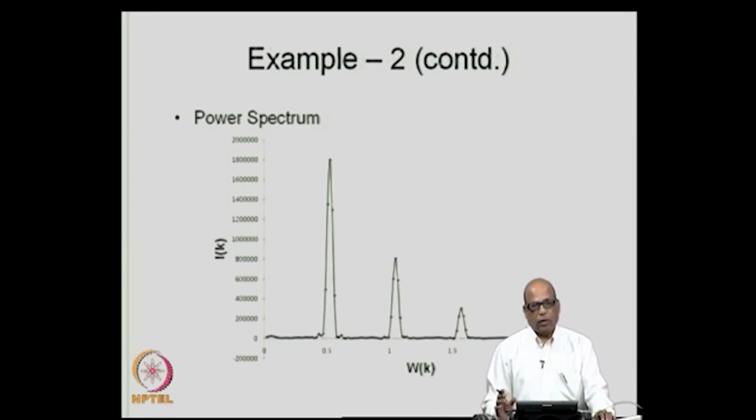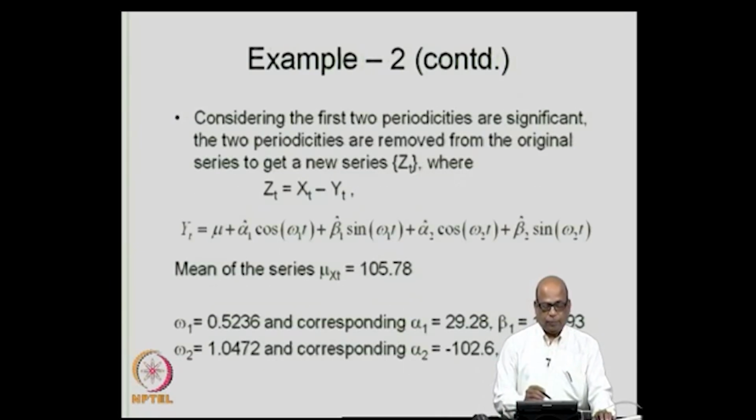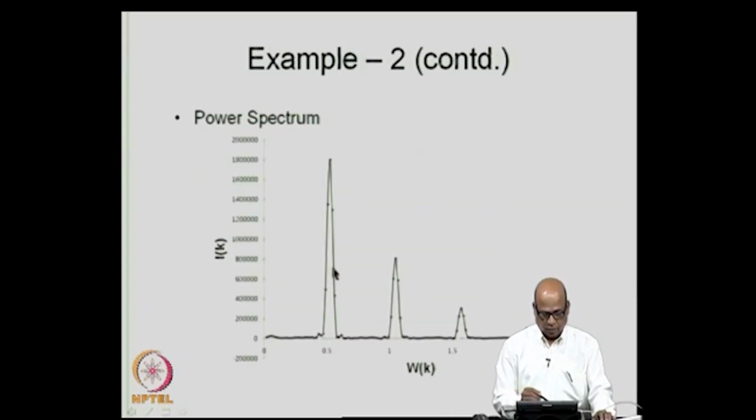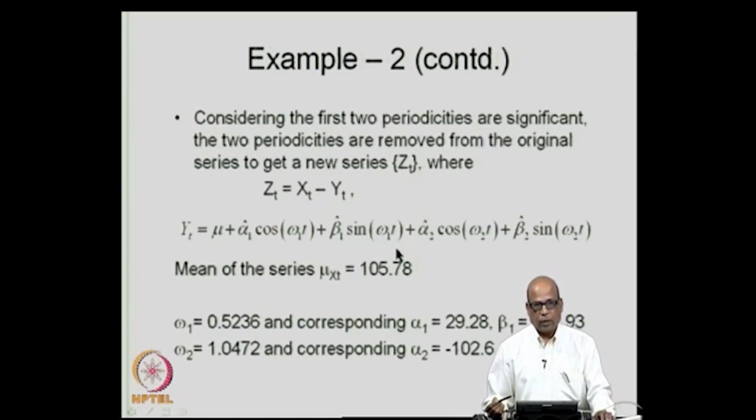So, first we reconstruct the time series as z t is equal to x t minus y t. We are removing the first two periodicities here. The periodicity corresponding to omega 1 is removed here, the periodicity corresponding to omega 2 is removed here, where omega 1 and omega 2 are here. This is omega 1 and this is omega 2. So, these two periodicities we are removing and then reconstructing the time series as z t is equal to x t minus y t.